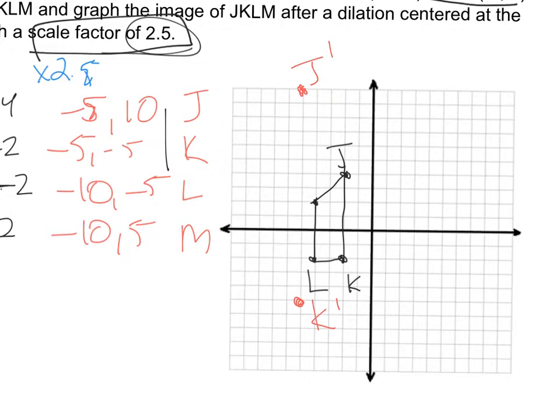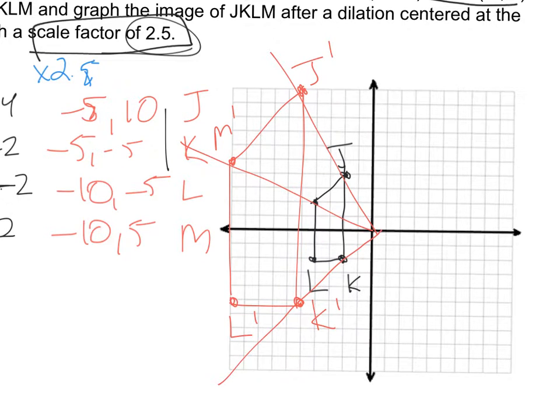-10, -5, so let's see, 5, 6, 7, 8, 9. -10, -5, there's my new L. -10, 5, there's my new M. Remember, I mark it with a little block, so there you go. There's my new dilated quadrilateral. So I just take everything and I multiply it. And if you notice, if you draw a line from the origin through the first point, you should hit the second point. So that's a good measure to see if I know what I'm doing.